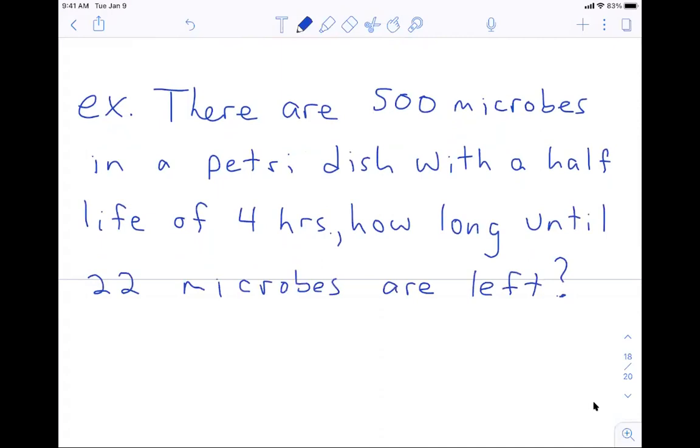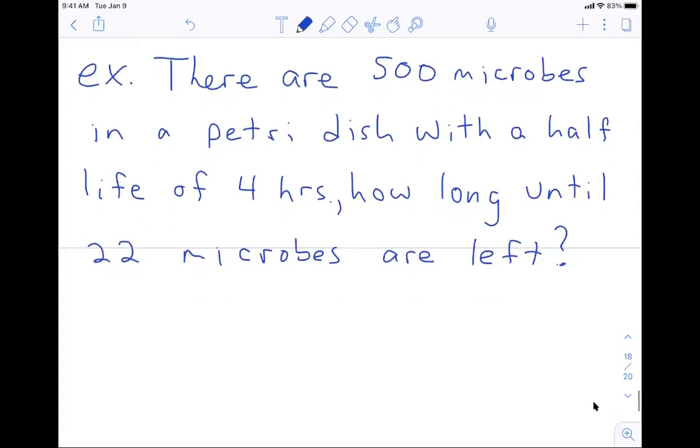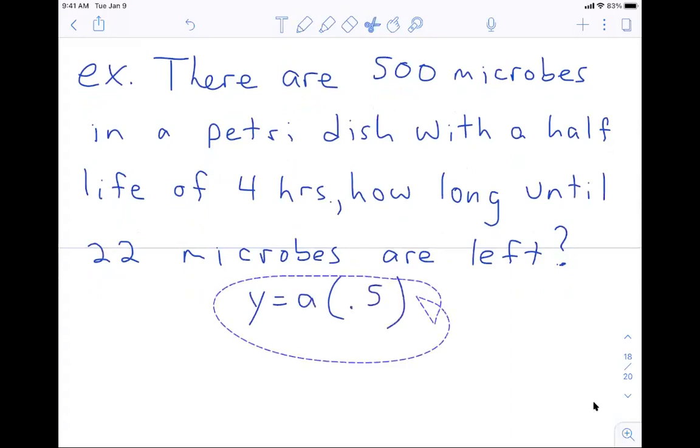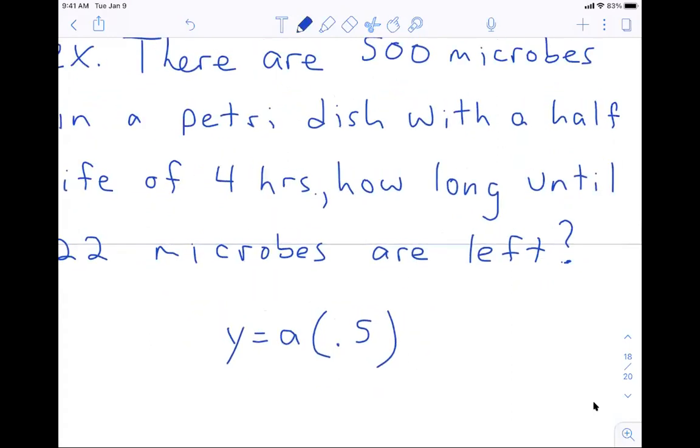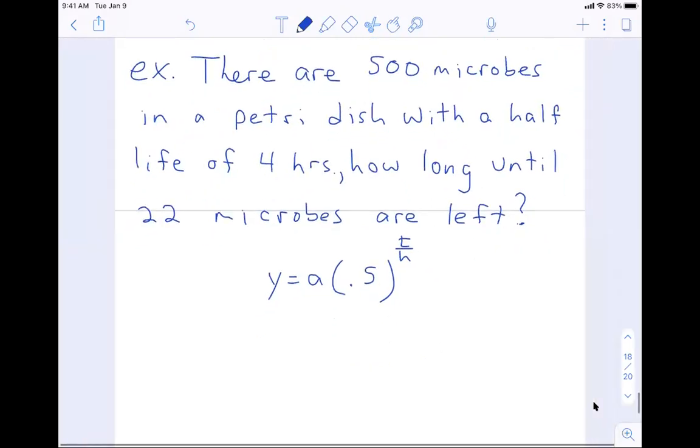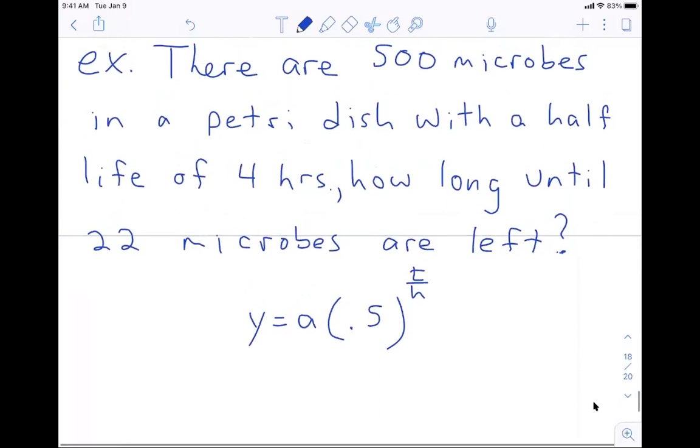Okay, start with 500. Half of them die in 4 hours. Half more die in 4 hours. Half of those die in 4 hours. Okay. So our half-life formula, which is in our notes up at the top, says that our final amount equals our initial amount times 0.5 to the t over h, where h is the time of the half-life.